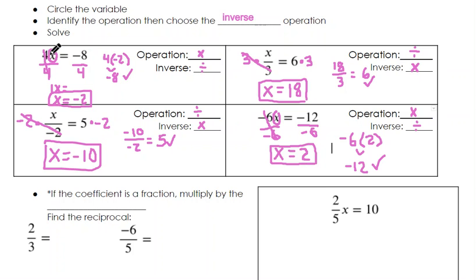Okay, so whenever you have multiplication, the inverse to that is division. Whenever you have division, the inverse to that is multiplication. We have to do the same thing to both sides because it's an equal sign. We have to keep that equation equal. We have to keep it balanced.